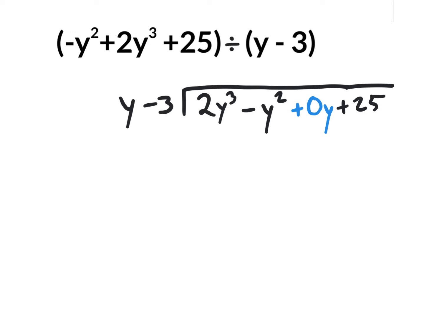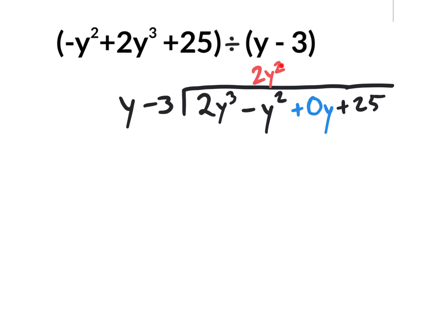And just like before, we're not going to think of the whole thing divided by that whole thing, y minus 3. You're going to look at the first term, y, and the first term, 2y to the third. So let's think, y times what will give us a 2y to the third? Y times what will give us that 2y to the third? 2y to the second. Where am I going to write the 2y to the second? Not above the 2y to the third, but above the other y to the second. You want to stay organized, right? So we're going to write that positive 2y to the second right above the other y to the second.